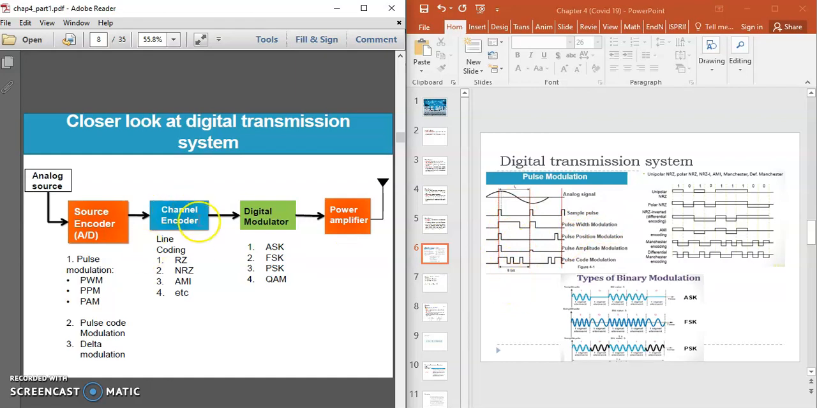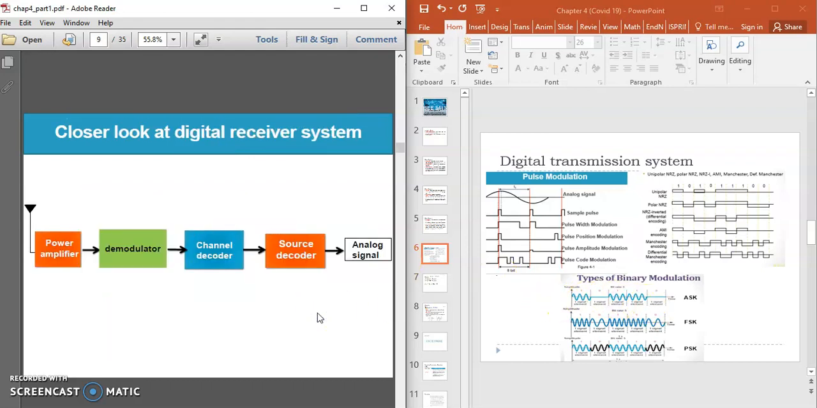Okay, so how about the channel encoder? Channel encoder, you see here. Okay, return to zero, non-return to zero. How does the signal look like? Looks like this. Okay, how about the digital modulator? You have ASK, amplitude shift keying, frequency shift keying. How does the signal look like? Like this. Okay, now we go to the receiver part.